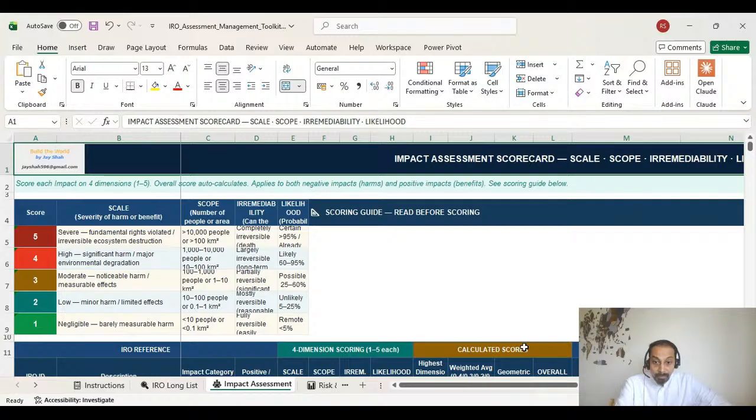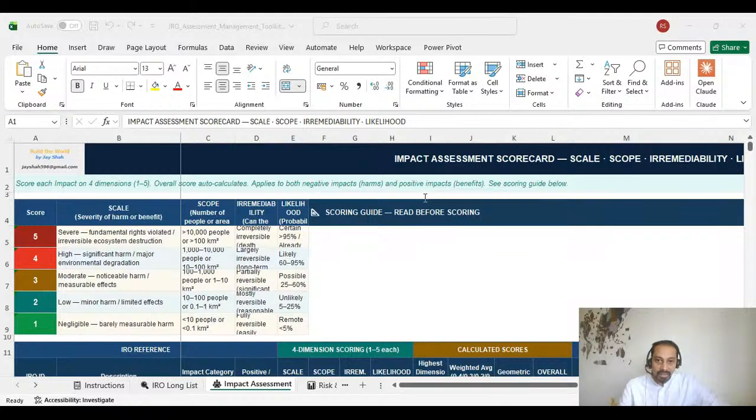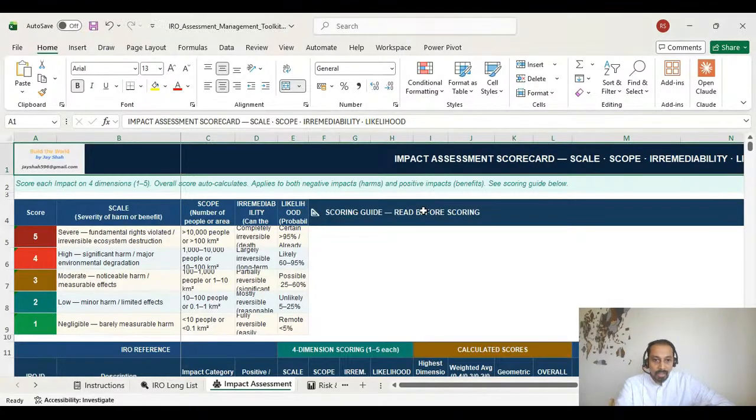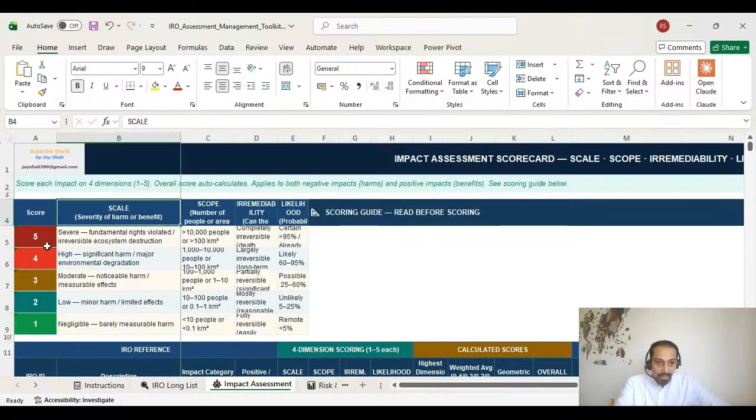Then the third sheet is the impact assessment. Again, it is a very important sheet. In impact assessment, 13 impacts are scored across all four ESRS dimensions: scale, scope, irremediability, and likelihood. There are three auto-calculated scores: the highest dimension, the weighted average, and the geometric mean. The priority and materiality labels are formula driven. Here you can see the scale based on the score, the scope of that particular stuff, irremediability and likelihood. You can read the scoring guidance in the instructions as well.